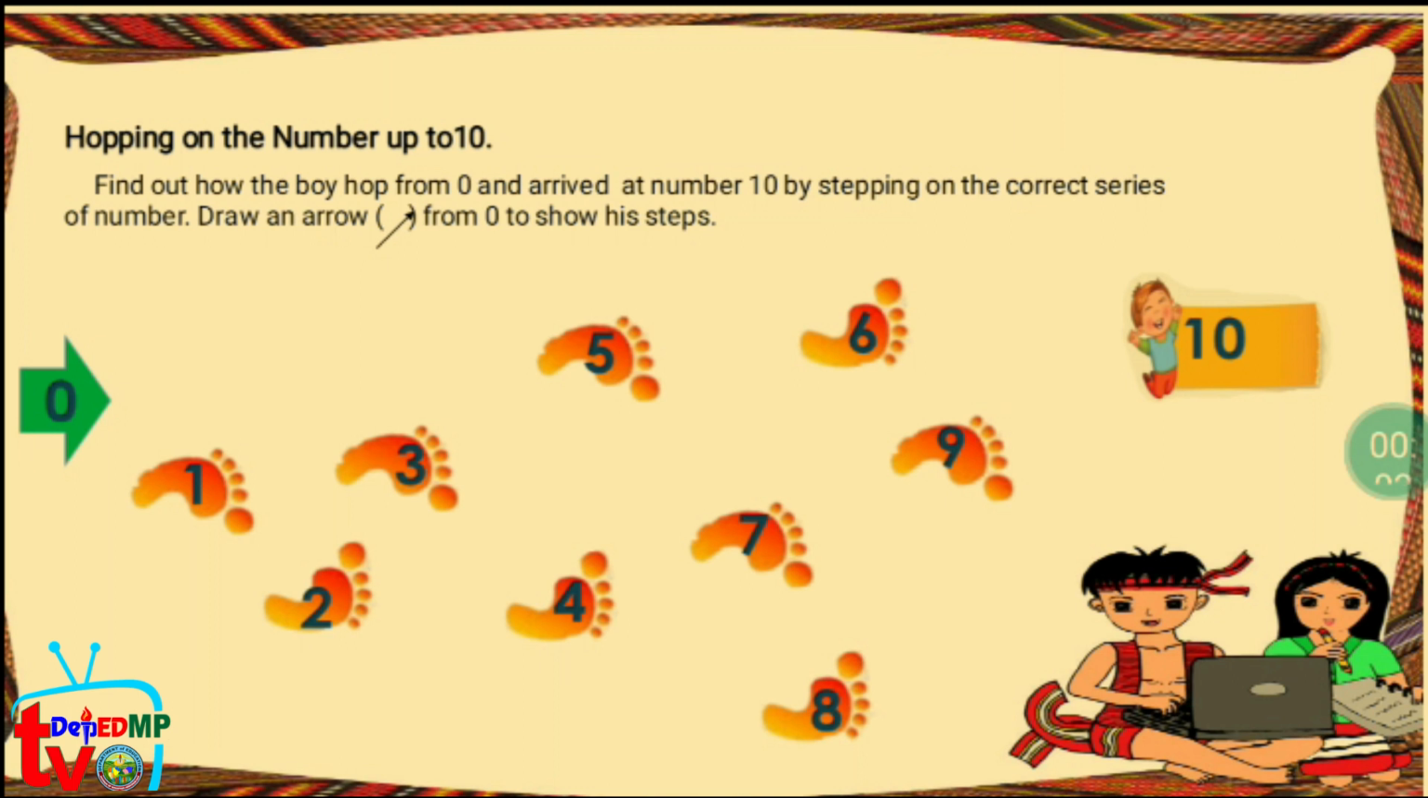Hopping on the number up to 10. Find out how the boy hopped from 0 and arrived at number 10 by stepping on the correct series of numbers. Draw an arrow from 0 to show his steps. You're given time to answer on your module. Start now.